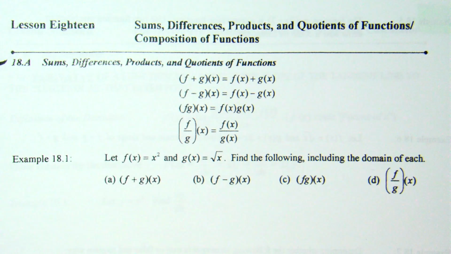So we're going to go through a run through here. If f of x is x squared and g of x is the square root of x, find whatever they ask us. And we're also going to talk about the domain on each of these.